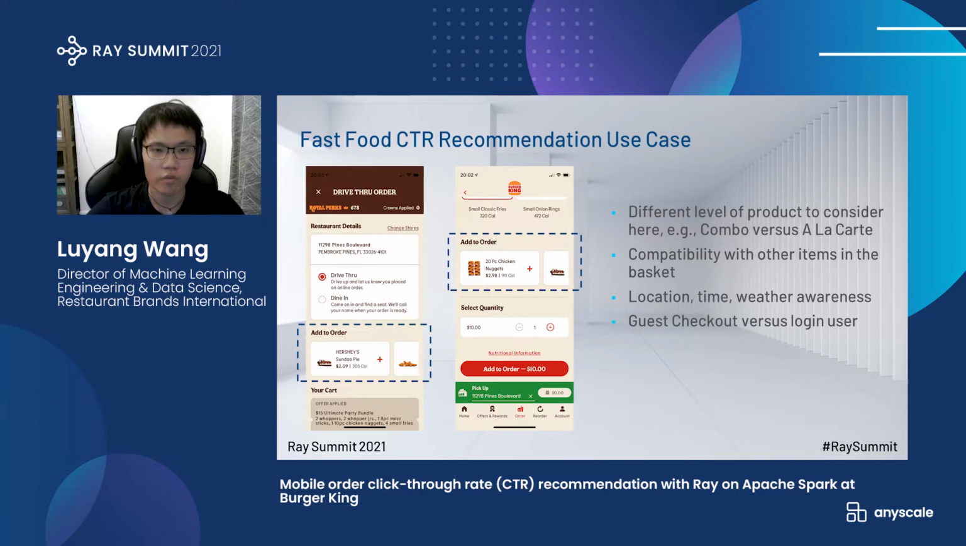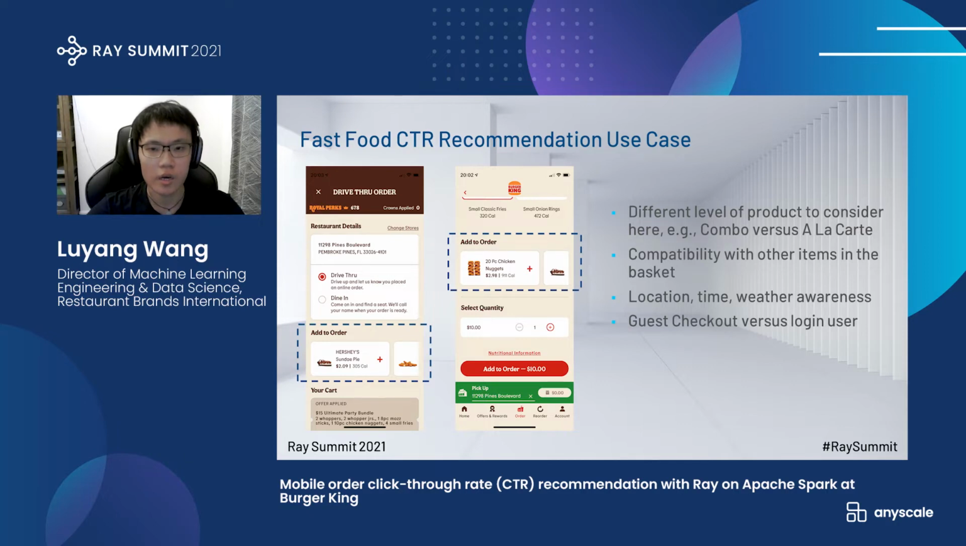As you know, in fast food restaurants, you can order things in a combo, which contains multiple items, or you can order things separately. So let's say chicken nuggets, that's an a la carte item, which only includes one. But if you order a Whopper combo, that can include multiple items. So in this case, our recommendation system needs to consider whether we should look at the parent level items, like a combo, or just individual items, like a la carte items.